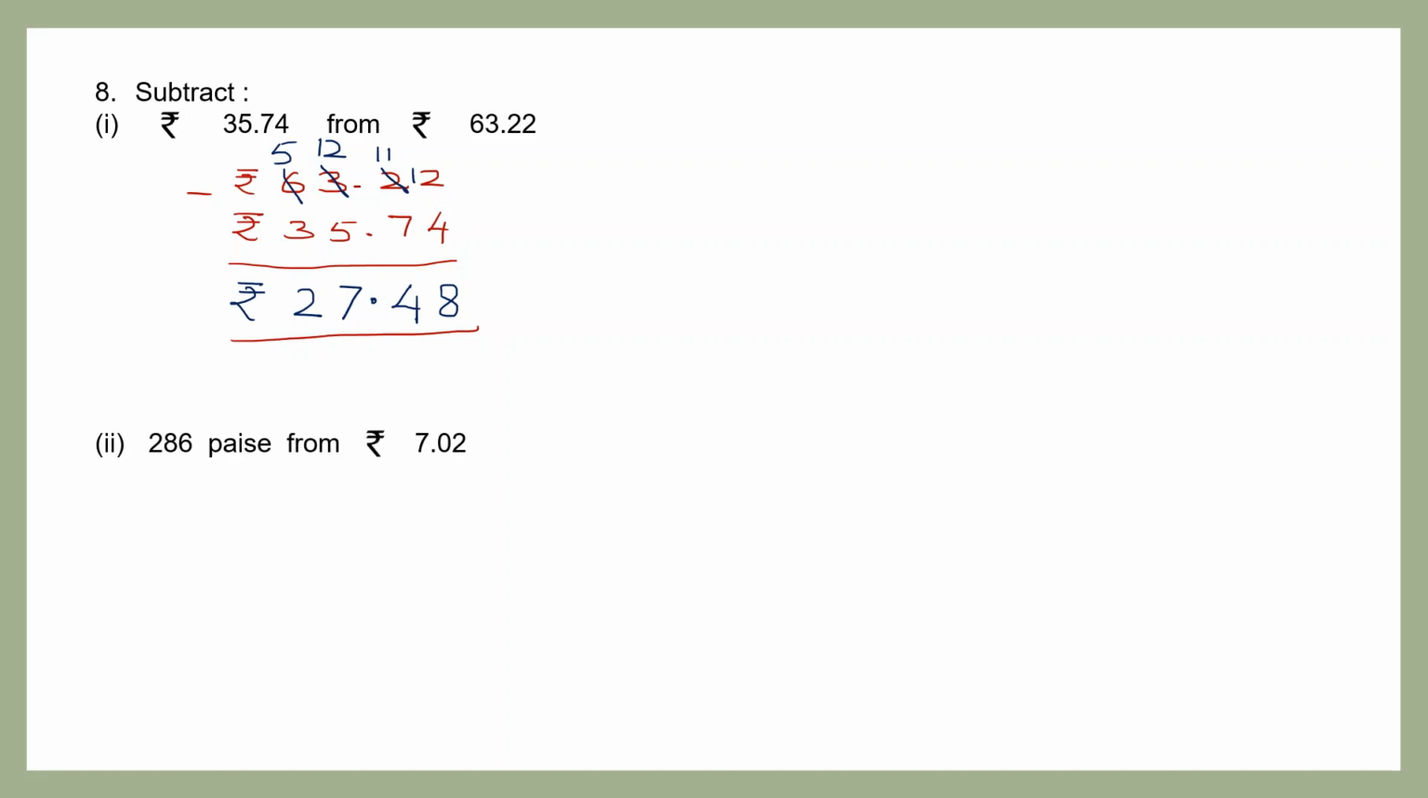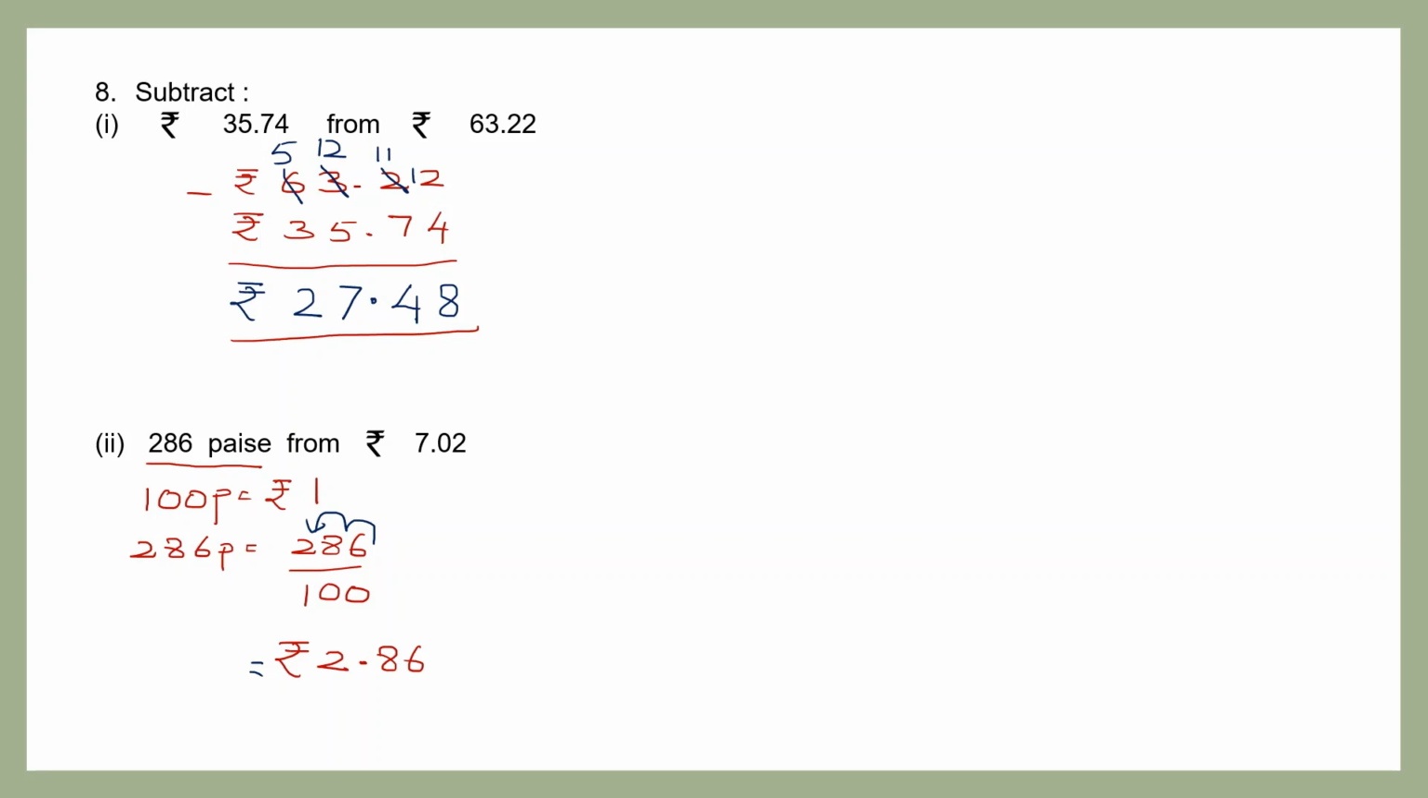Question 2. Subtract 286 paise from 7 rupees and 2 paise. So first step, let's convert this into rupees. So let's start. 100 paise make 1 rupee. Therefore, 286 paise will be 286 divided by 100. There are two zeros, so my point moves two places to the left. So here I get 2.86 and this is rupees.